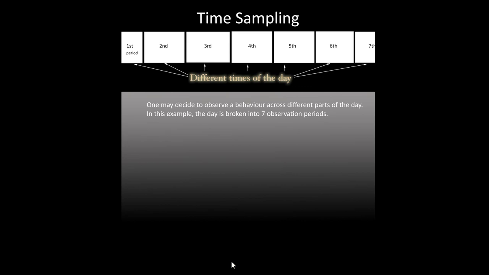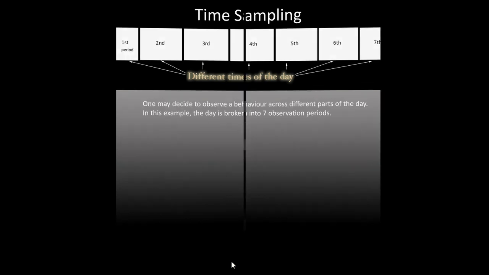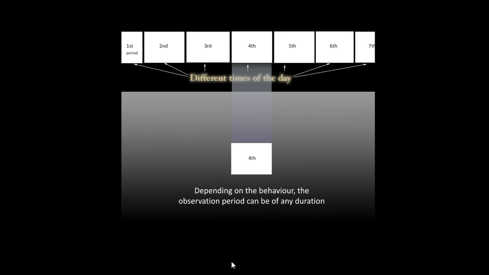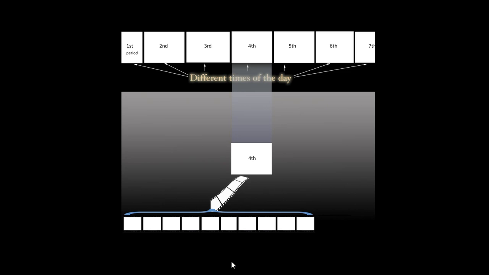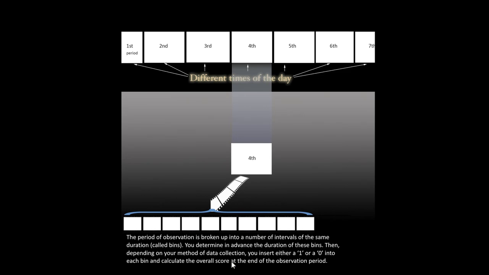One might decide to observe a behavior across different parts of the day. In this example, the day is broken into 7 observation periods. Depending on the behavior, the observation period can be of any duration. The period of observation is broken into a number of intervals of the same duration, called bins. You determine in advance the duration of these bins. Then, depending on your method of data collection, you insert either 1 or 0 into each bin and calculate the overall score at the end of the observation period.